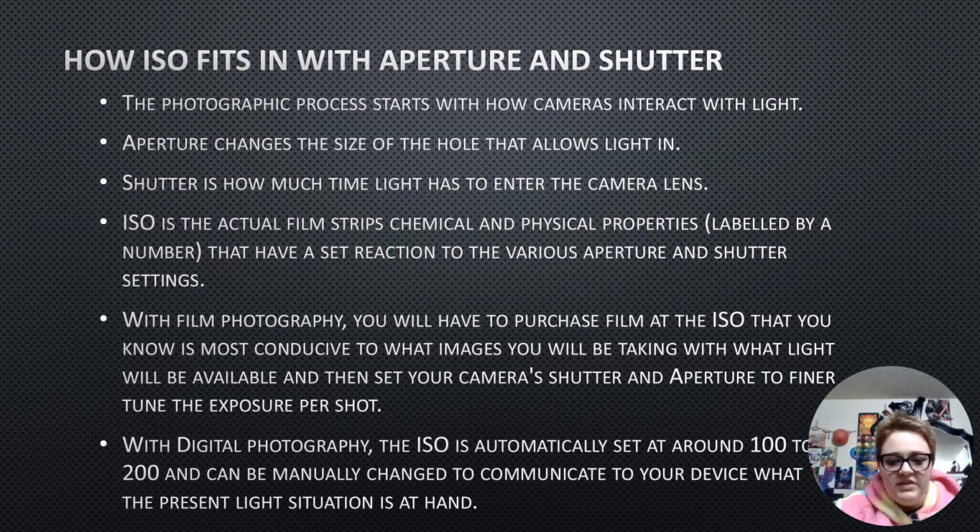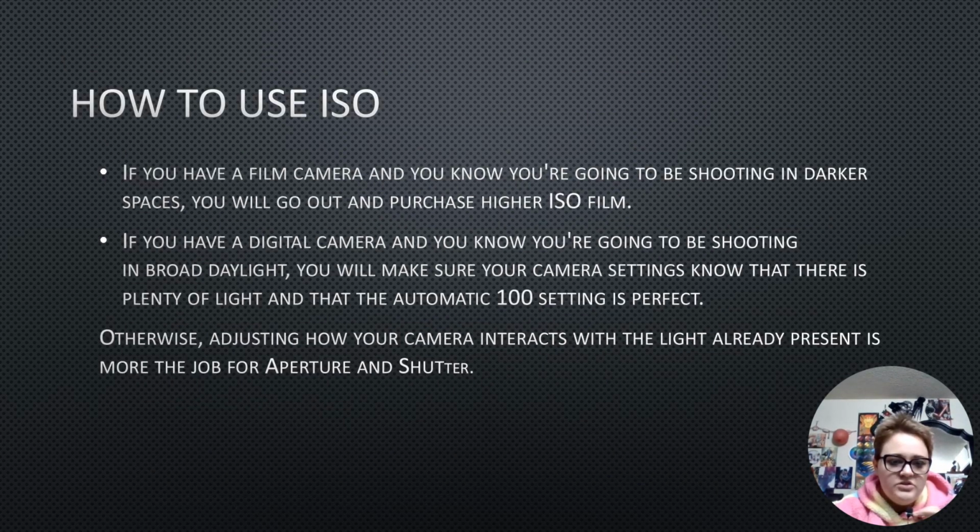With digital photography, the ISO is automatically set at around 100. You can manually change it to communicate to your device what the present light situation is at hand. So in summary, the basic way to use ISO in photography is, if you have a film camera and you know you're going to be shooting in the dark, go out and purchase higher ISO film, so around 1600, 3200. If you're going to be in pitch blackness or just really dark, even higher, however far it goes. Or the other way, if you're shooting in light spaces, you'll purchase lower ISO film.